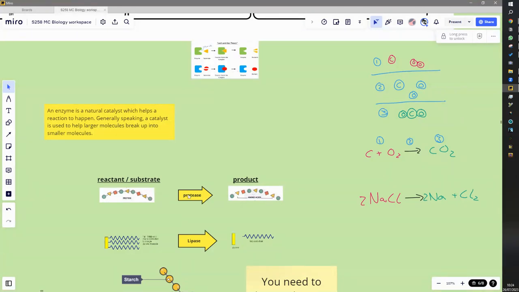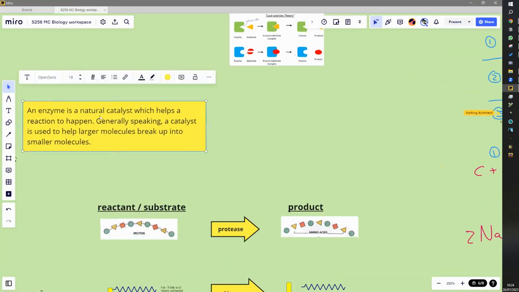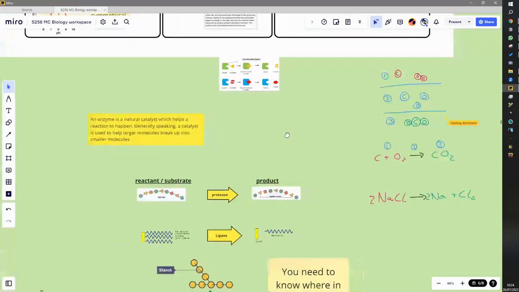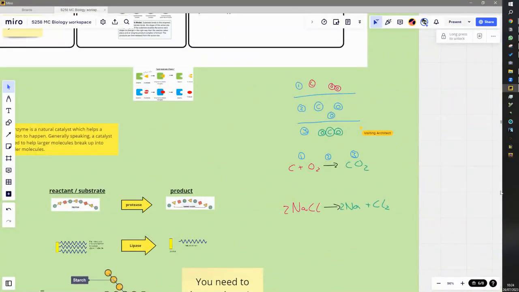The difference is that we need something extra to help it along, and that's what the enzyme is. An enzyme is just a natural catalyst. A catalyst is anything that helps a reaction to happen, or we could say a biological catalyst. So it happens in our bodies in this case. Anyway, I hope that's a bit clearer.